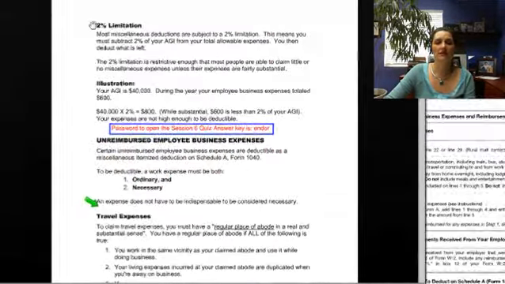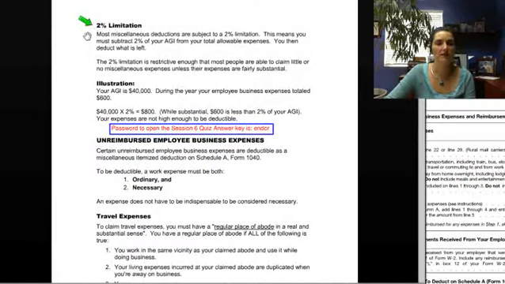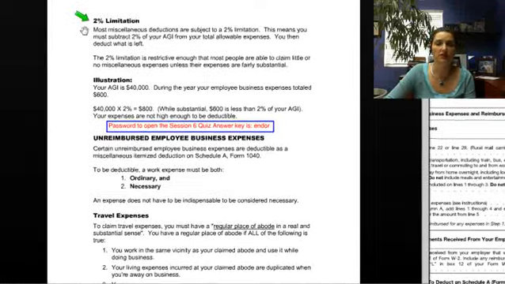There is a 2% limit that you should be aware of. Most miscellaneous deductions are subject to a 2% limit. This means you must subtract 2% of your AGI from your total allowable expenses, and you then deduct what is left. The 2% limitation is restrictive enough that most people are able to claim little or no miscellaneous expenses unless their expenses are fairly substantial.